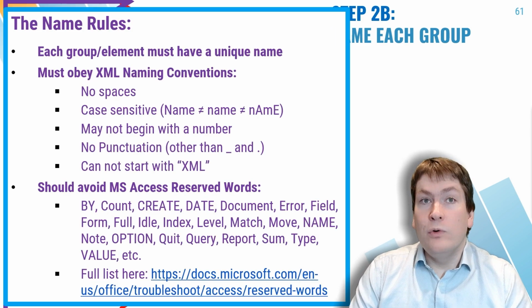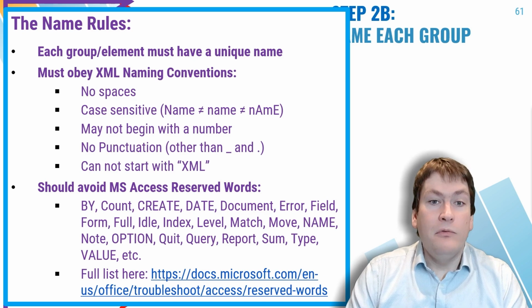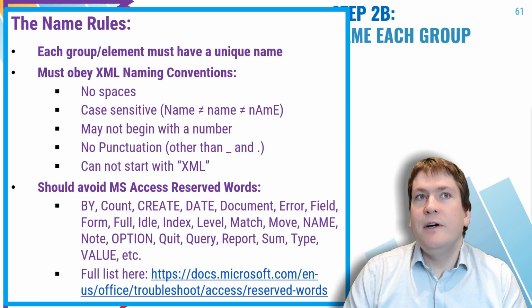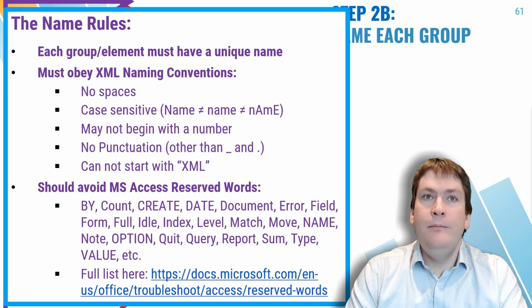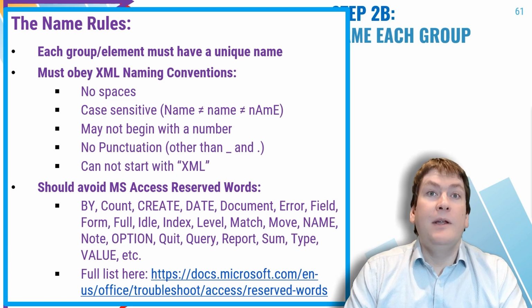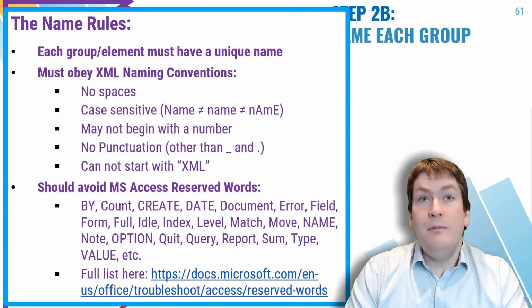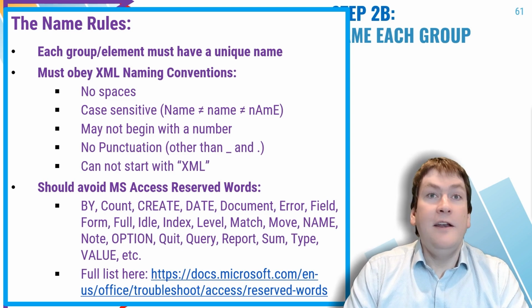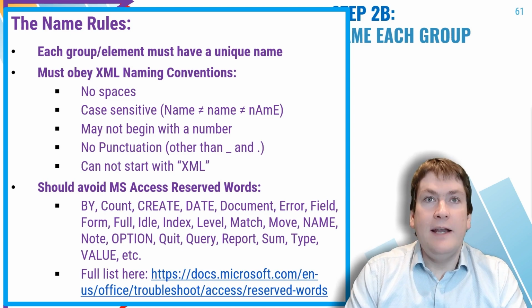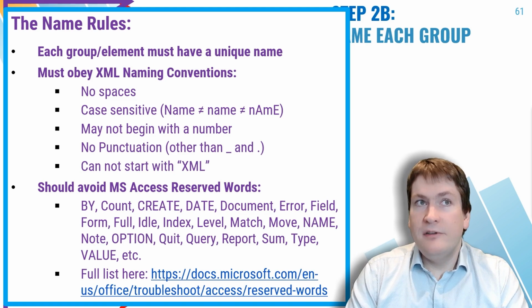So there are a few rules for naming things, as I alluded to before. And we have to follow these rules for it to be valid XML. And we also have to follow these rules to make it a bit easier on us when we import it into Microsoft Access. So the first big rule is every group and every data element is going to need a unique name. So we can't reuse names.